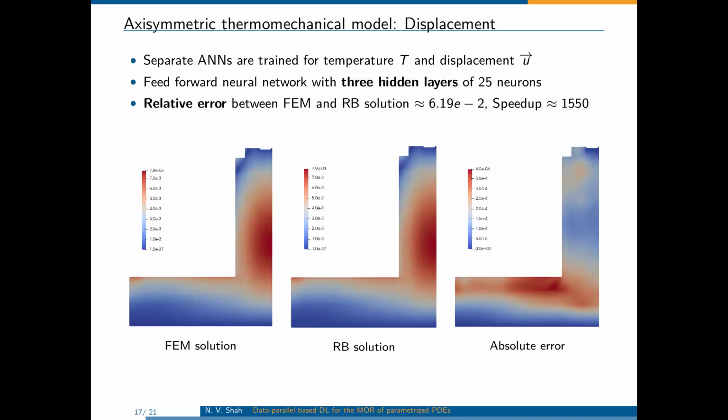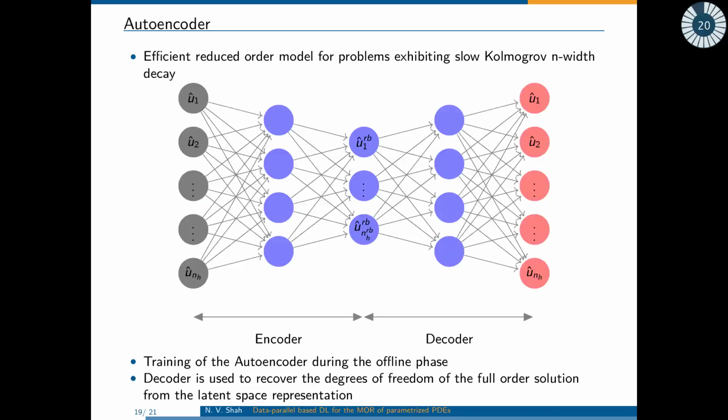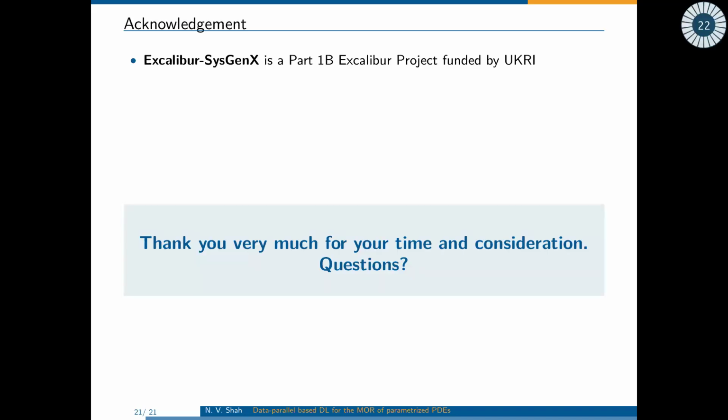These are demo models, but our aim is to go to large scale models. The further work being done in this area is about the autoencoder framework to reduce the dependence on POD, which we know does not work for many practical problems, for example, advection dominated problems. And with this, I would like to thank you for your time, and I'll be happy to answer your questions.